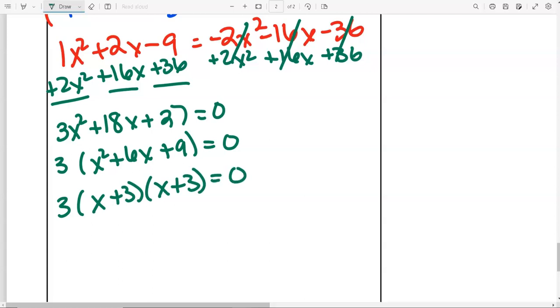Remember, only pieces with an x can give you a solution for x. So the 3 on the outside does nothing for me. It stretched my parabola, but in the essence of x-intercepts, it doesn't matter. My two factors give me the same x value, which is going to be -3.